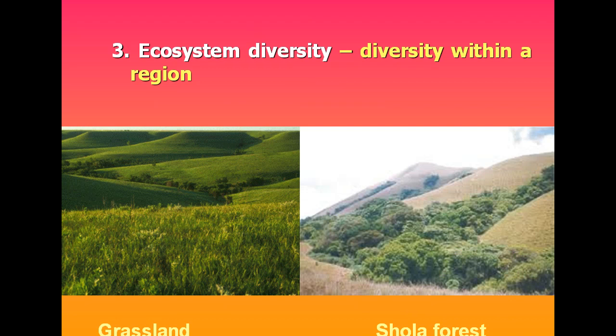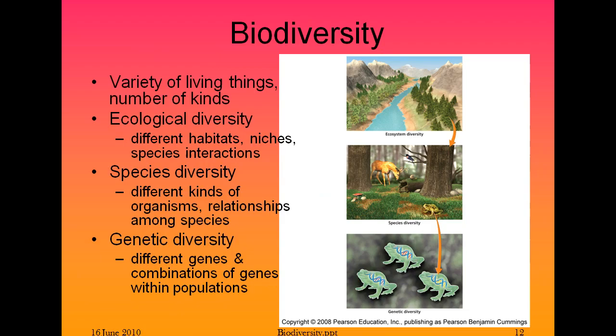Shola forest, grasslands, these are all different types of ecosystems. So now, to summarize about these three levels of biodiversity, ecological diversity talks about different habitats, niches, and species interaction and different types of ecosystems.